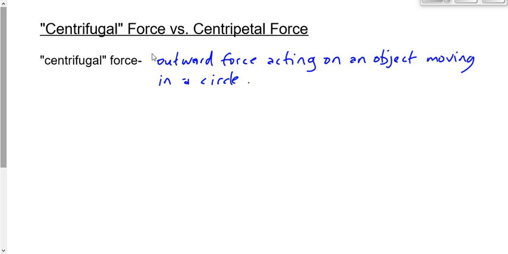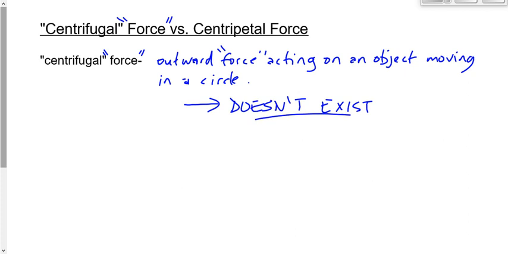Demi asked why centrifugal is in quotation marks. What I really should have done is not put centrifugal in quotation marks, but rather force in quotation marks. Because the reality is, this isn't really a force. It doesn't exist. There is no such thing as centrifugal force. There's no such thing as a force pushing you outward. There is a centripetal force pulling you inward.